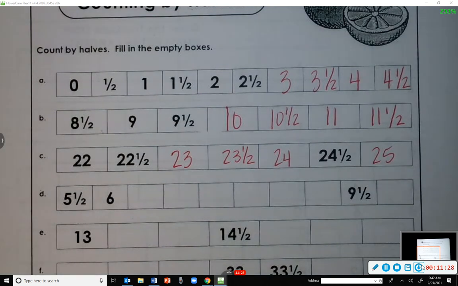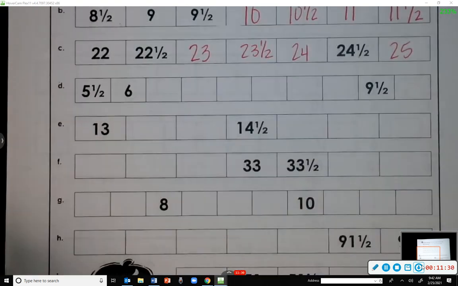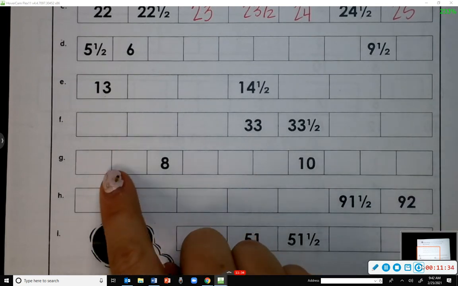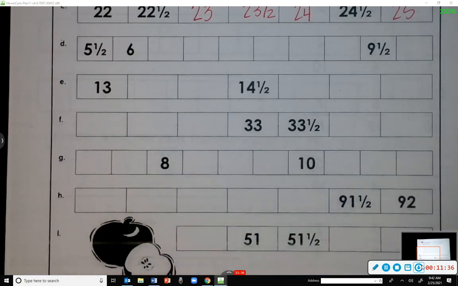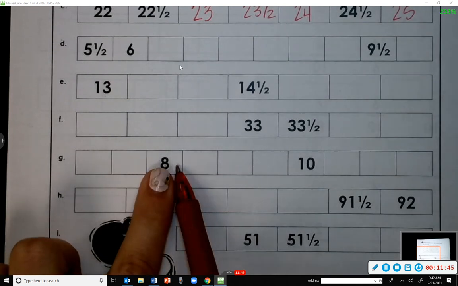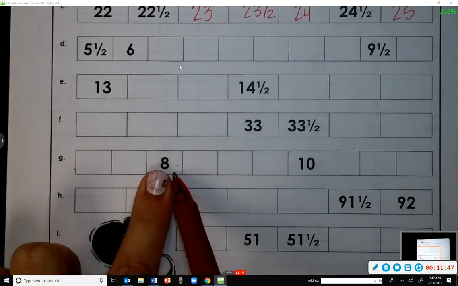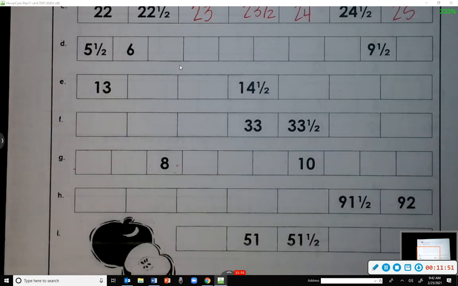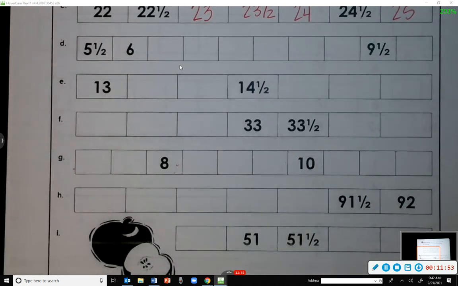Okay, let's do one of these down here together. I want you guys to choose. Out of F, G, H, and I, which one would y'all want to do together? G. Okay. So we can either start at 8 and go backwards, or we could start at 8 and go forwards. Either way, we still have to do both. Y'all want to go backwards?